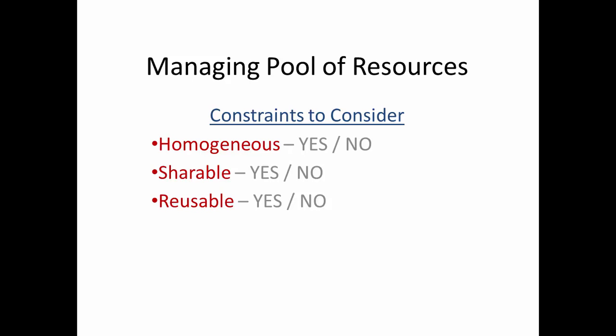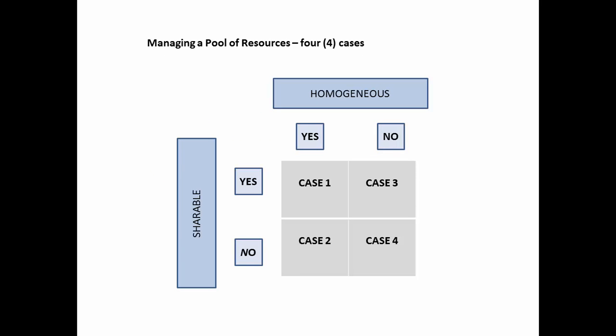For that reason, there are only two things to consider, namely, are they or are they not homogeneous? And the second, are they or are they not shareable? And this brings us to this particular slide when we break everything up to these quadrants, which represent different cases. And as you can see, case one talks about the resources which are homogeneous and shareable. Case 2 is homogeneous and non-shareable, etc. So we'll cover them in that particular order.